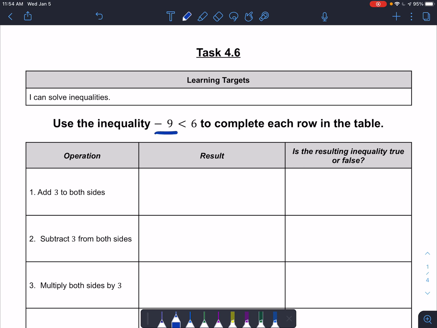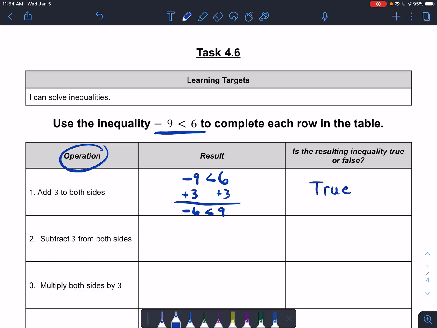So we're going to use this inequality in each of the following rows, and we're going to perform the following operations. I start with -9 is less than 6, which is a true statement, right? A negative number is less than a positive. When I add 3 to both sides, I end up getting -9 plus 3, so we have -6. 6 plus 3 is 9. And so that didn't change. -6 is still less than 9, which means that this resulting inequality is still true.